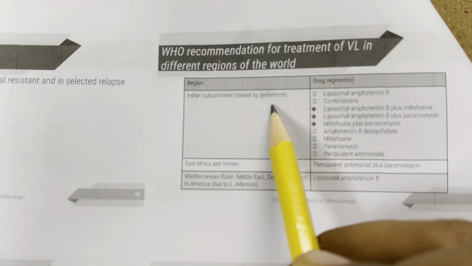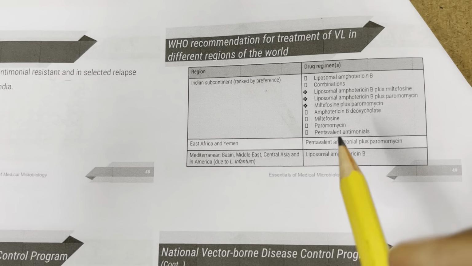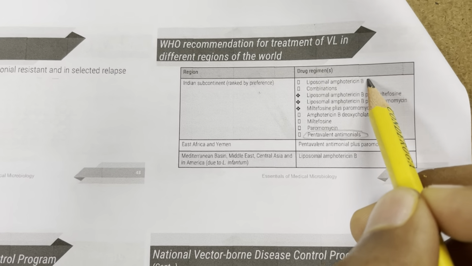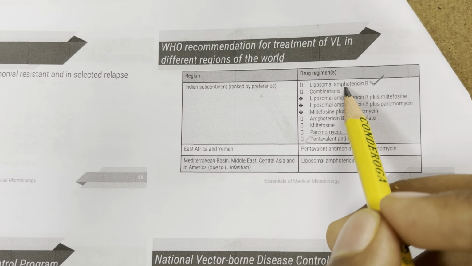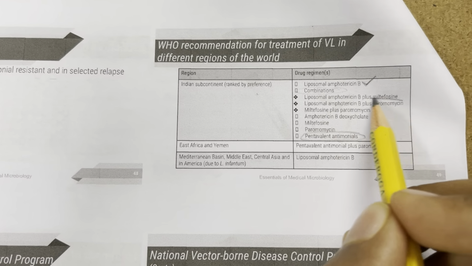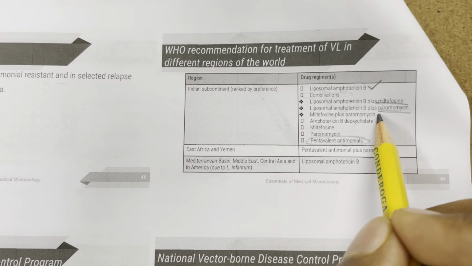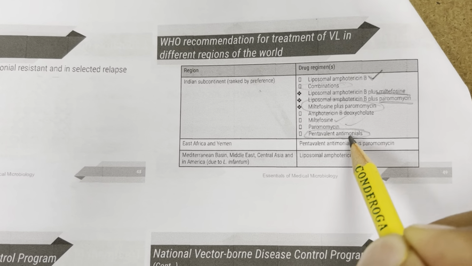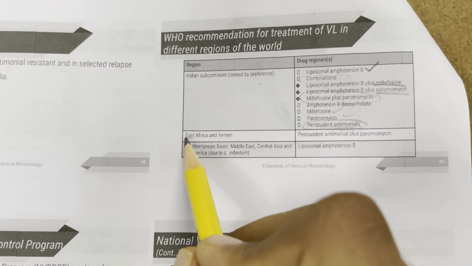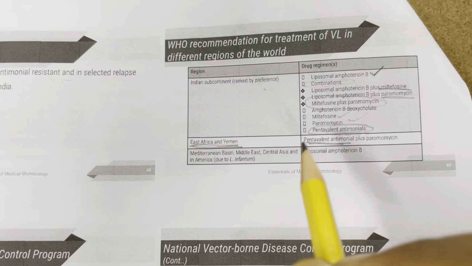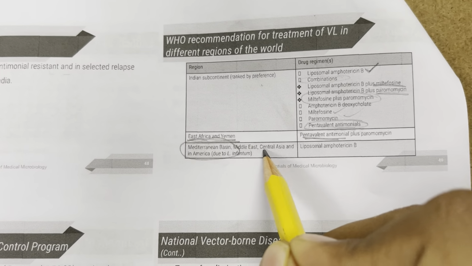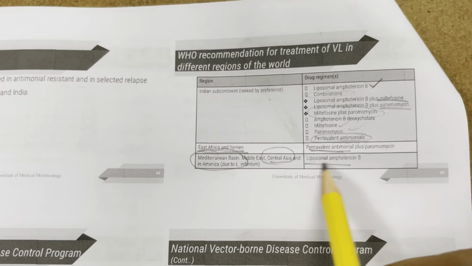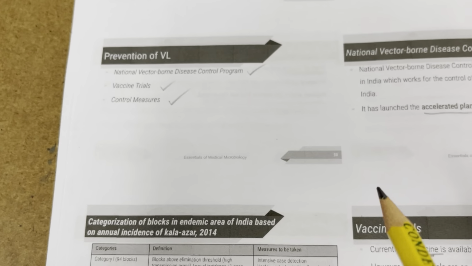So what is the WHO recommendation in the Indian subcontinent? There has been resistance reported against pentavalent antimonials, so that is of least preference in India. So what do you give? Liposomal amphotericin B. And you can combine liposomal amphotericin B with miltefosine and paromomycin. Otherwise you can give miltefosine plus paromomycin, and finally pentavalent antimonials. In East Africa and Yemen, you can use pentavalent antimonials, but in the Mediterranean basin and Central Asia, where India is located, or near India, liposomal amphotericin B is of high priority.